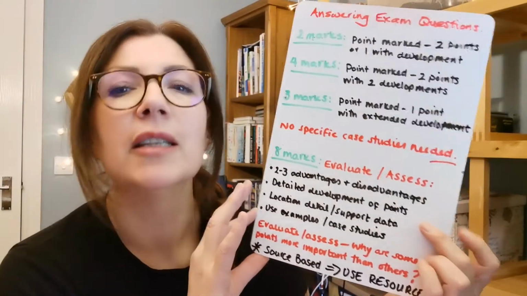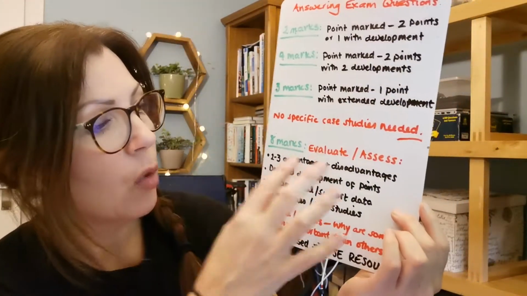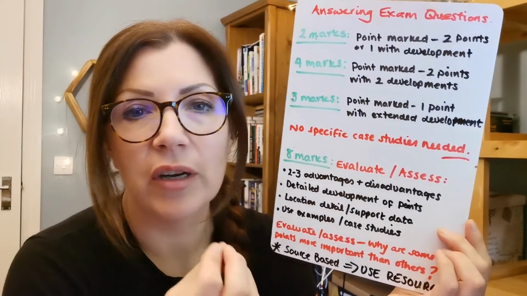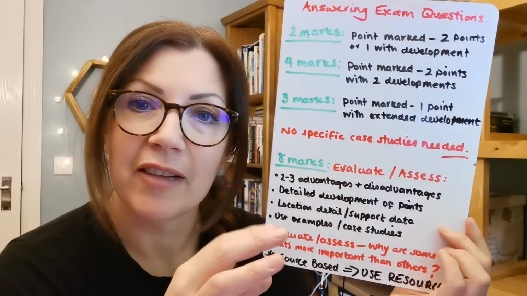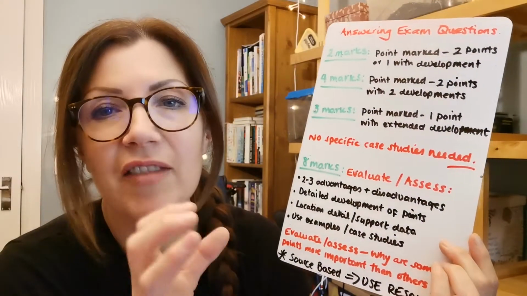Right, the 8 markers. Now, the 8 markers in paper 1 and 2 that you're going to sit in January will have evaluate and assess. Now, I think evaluate and assess, if I'm quite honest with you, they're very, very similar. And sometimes even when I read definitions in the textbook, they seem like they want the same thing, but they're just ever so slightly different.